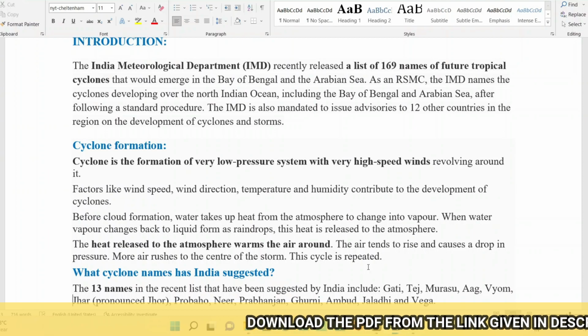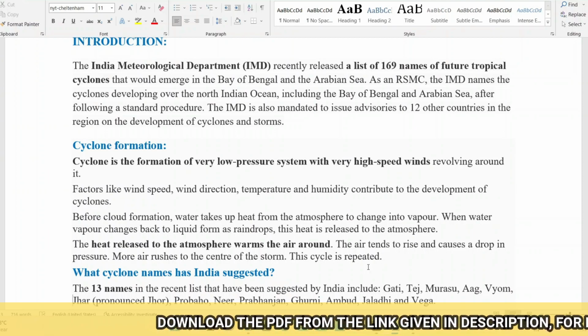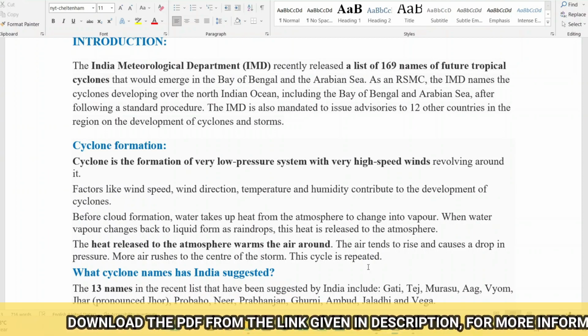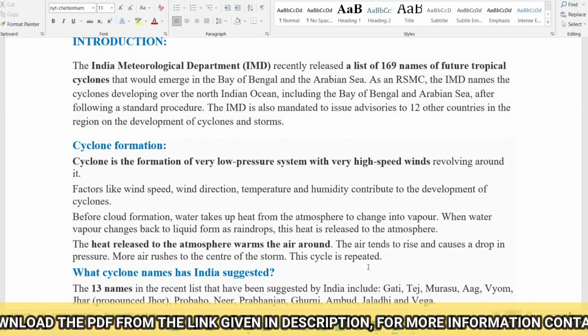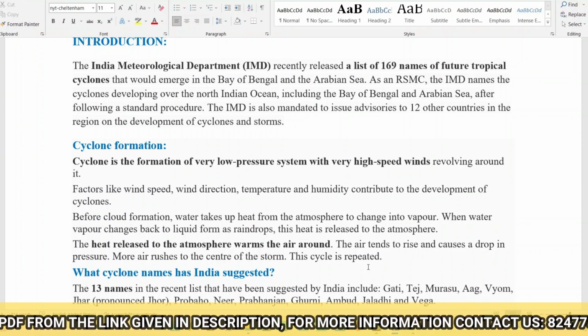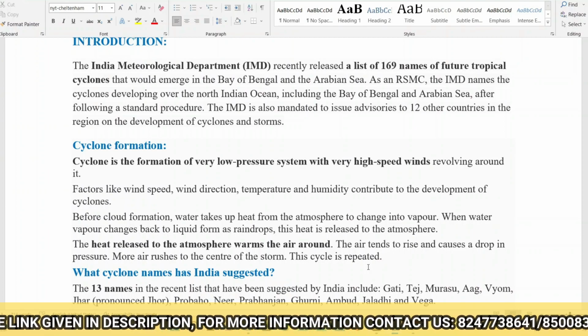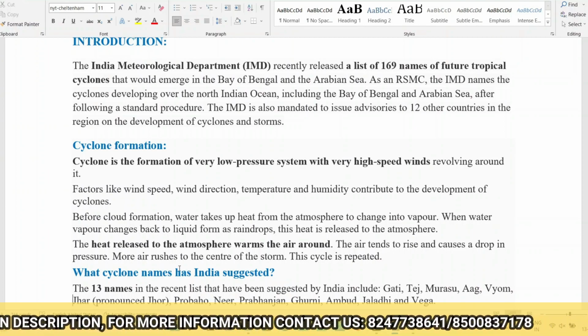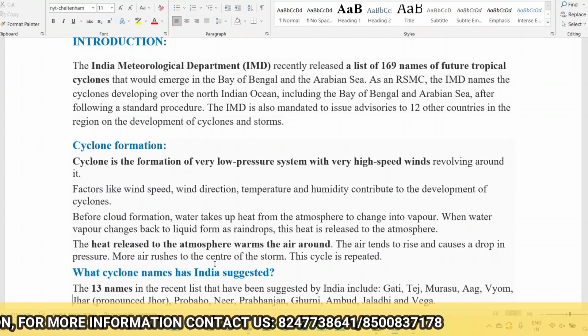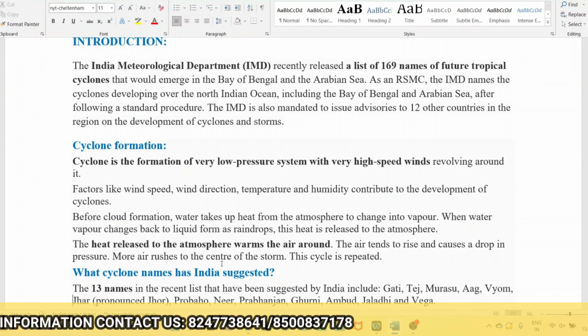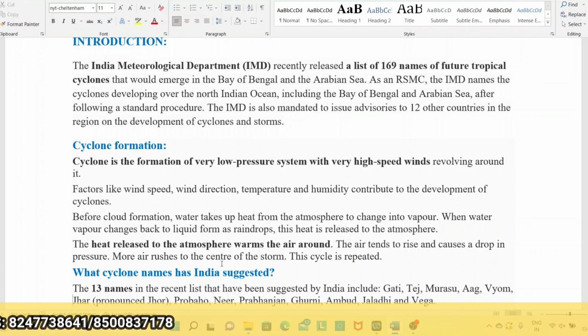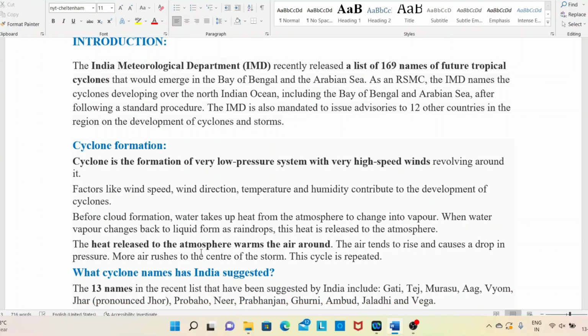More air rushes to the center of the storm. This cycle is continuously repeated. This is the formation of cyclones.